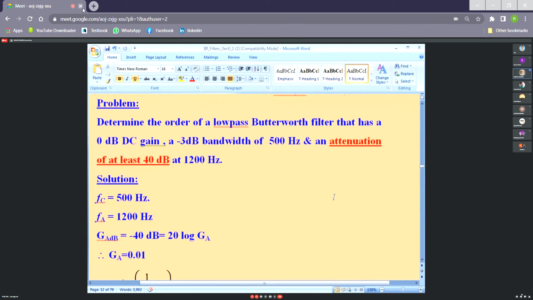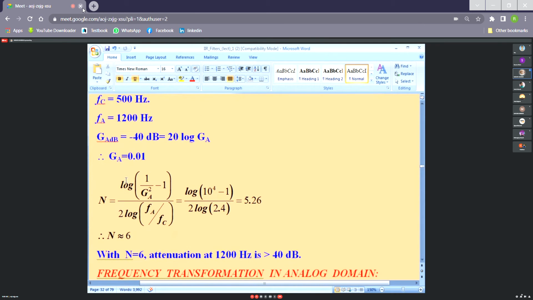So that is 20 log GA, when GA is expressed as a ratio. GA dB is minus 40 dB, so GA comes out as 0.01. Now introduce GA in this expression as 0.01. You will get n as 5.26.